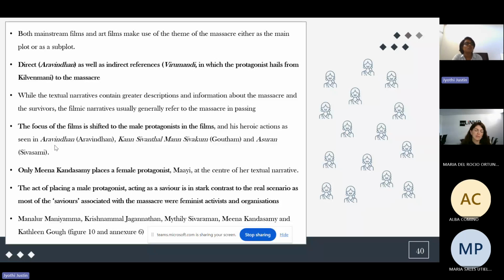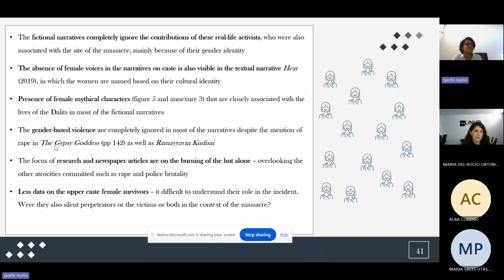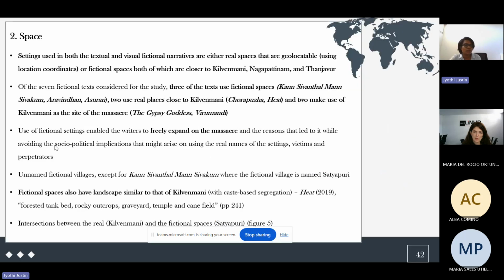And we also saw that there's an absence of female voices in the narrative on caste, especially in the fictional and real narratives. And there is also a lack of reference to gender-based violence in the whole research on the massacre. When we look at space, we can see that there is a use of both fictional and non-fictional space in the narratives on the massacre.